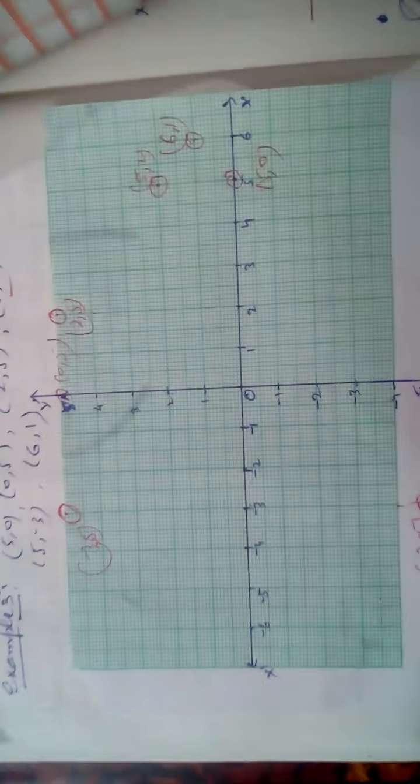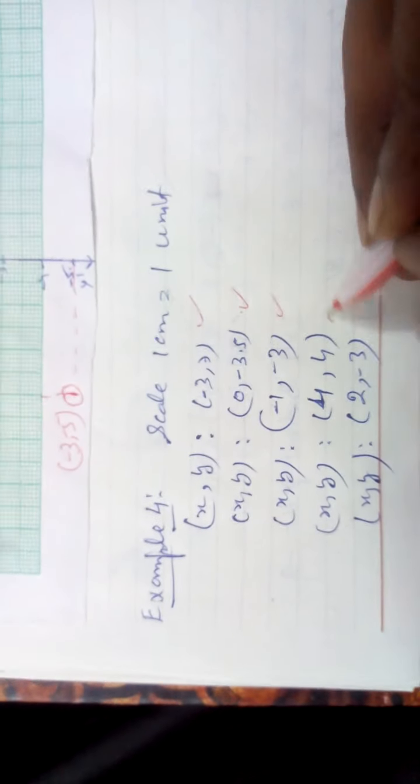Now example 4 is given. Plot the following points on the Cartesian plane using 1 centimeter for 1 unit. So I have drawn this by scale, not on graph paper. What is given in table form: A is -3 comma 7, x comma y; B is 0 comma this; C is -1 comma -3; D is this, E is this. So you can write them like A, B, C, D, or first point, second, third, fourth, fifth.